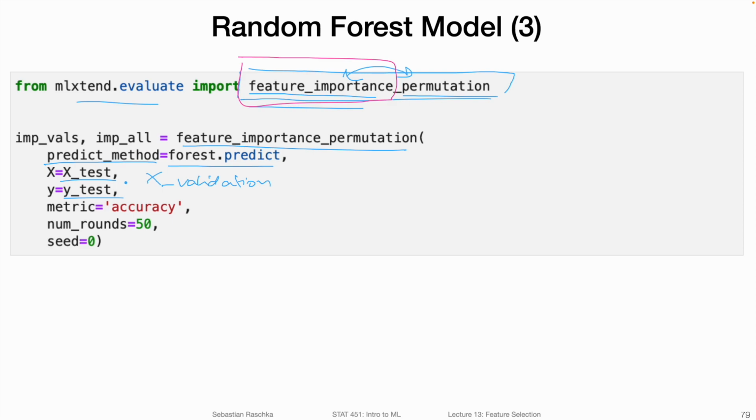We assume here we have a final model and we just want to find out how our final model uses the different features in the data set. Then we can use a metric. Here we use the classification accuracy, and we set a number of rounds. This is how many times we repeat the permutation of the column, like we discussed in the last video. Here we use 50 rounds and we start with a random seed of 0. And this is essentially it. All you need is a predict method, a data set, what metric we want to use, and then the number of rounds. So a very straightforward function.